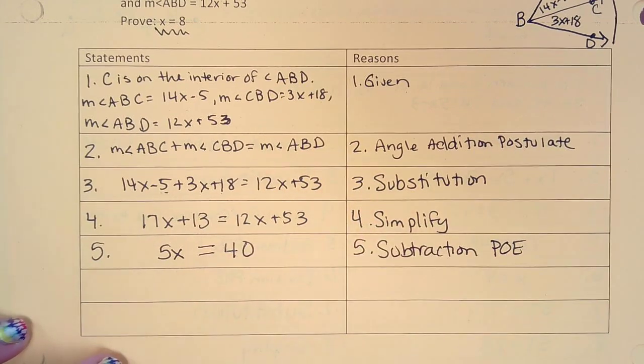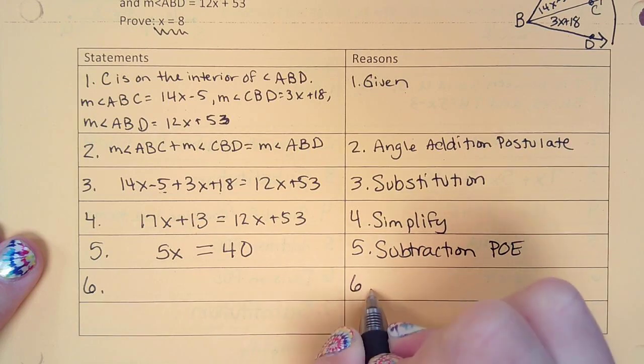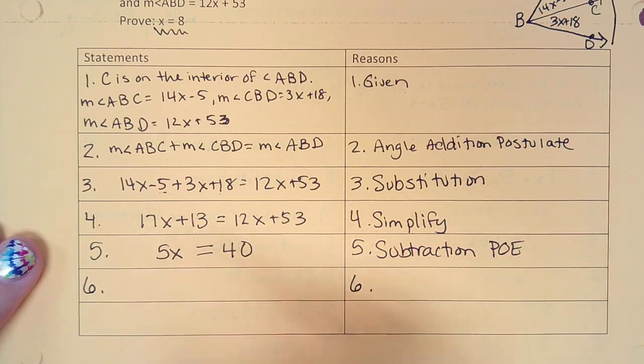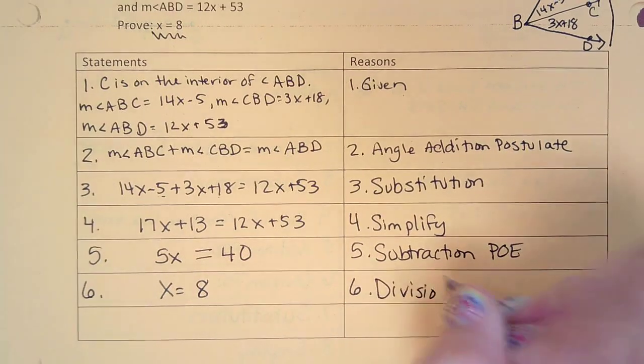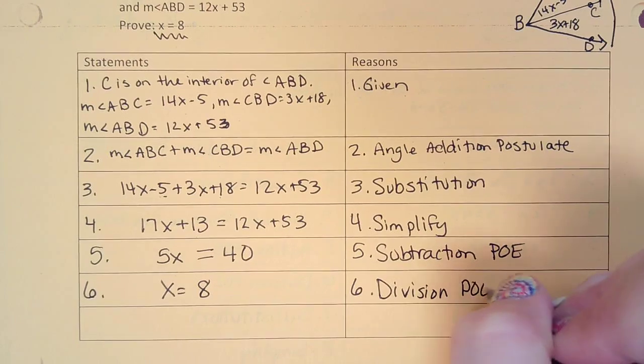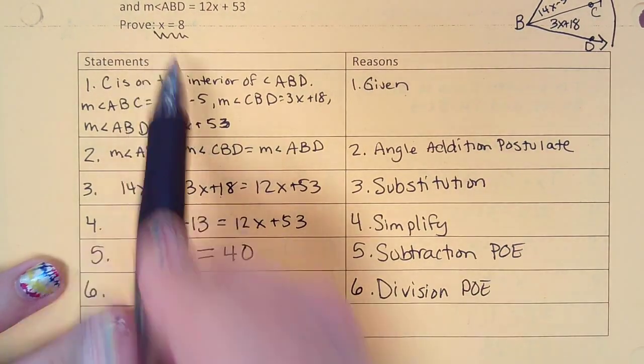Divide both sides by 5. 40 divided by 5 is 8, so x equals 8. Division POE. This step looks just like my proof, so I know I'm done.